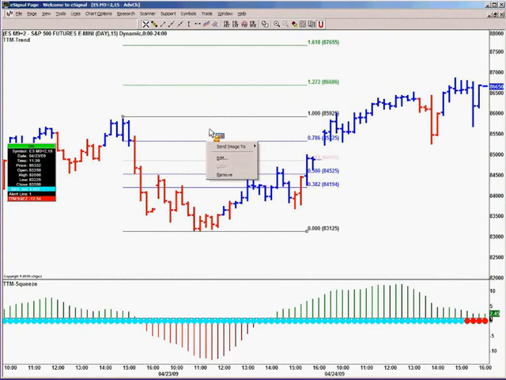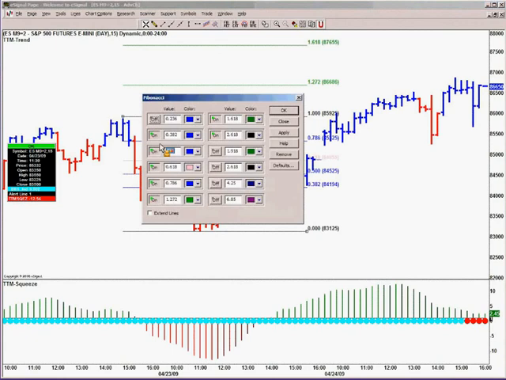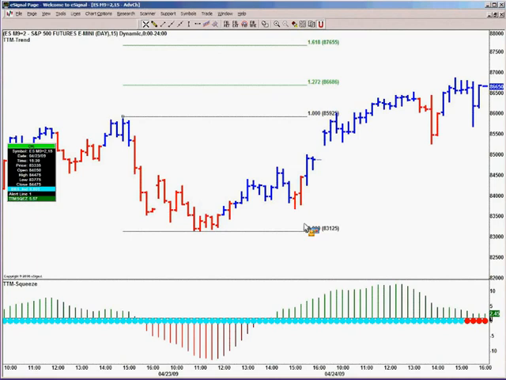Now let's get rid of that. There's the same issue with eSignal. If you want to get rid of some of the lines, you have to go Edit, and then you have to uncheck each line that you don't want showing on the chart.